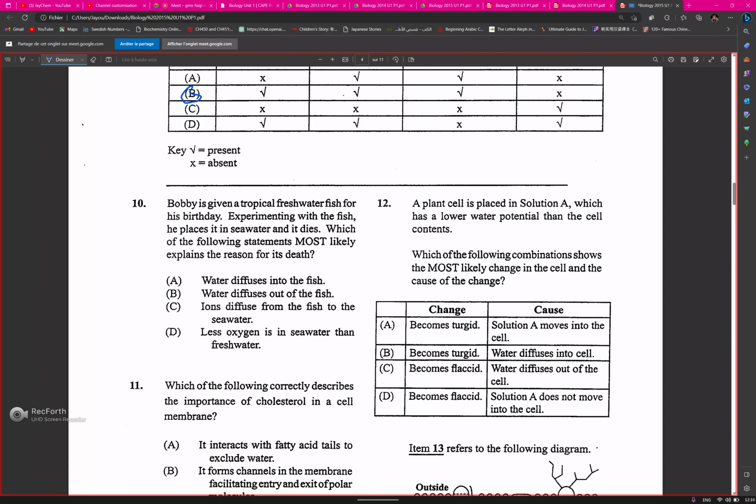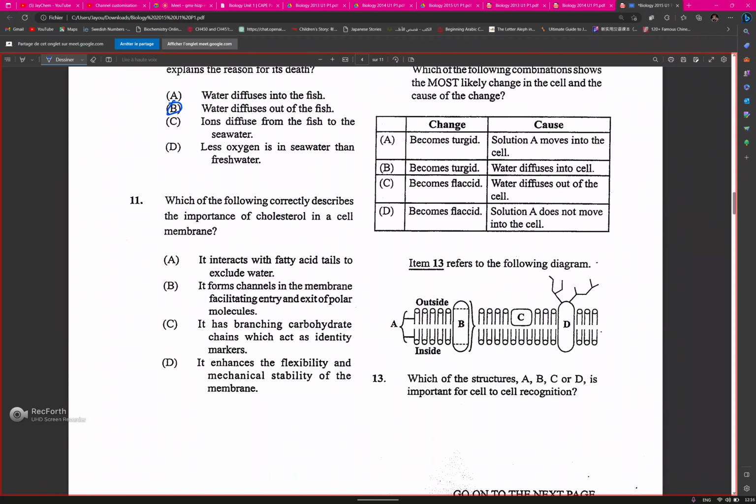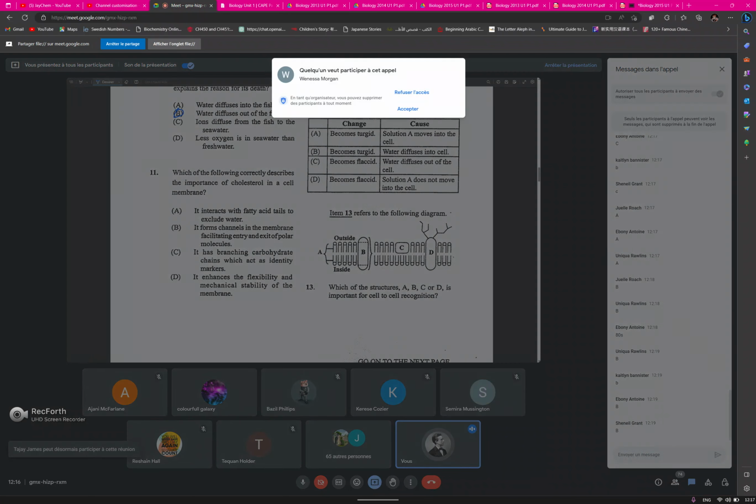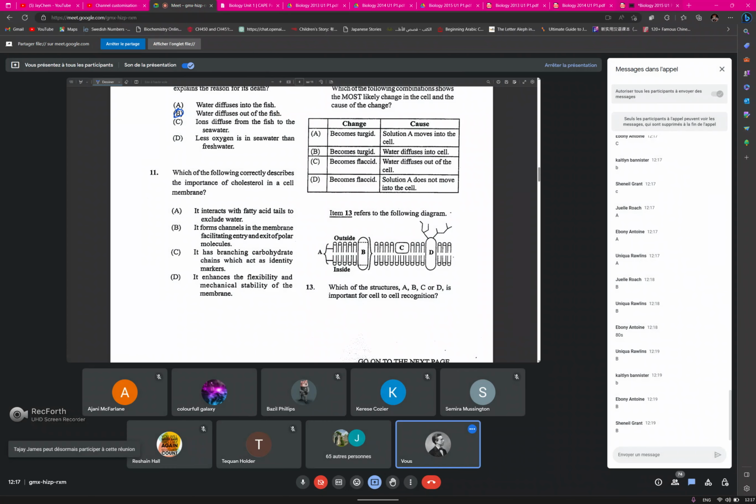Number 10. Bobby is given a tropical freshwater fish for his birthday. Experimenting with the fish, he places it in seawater and it dies. Which of the following statements most likely explains the reason for its death? B. Biology papers tend to repeat a lot. I have no idea why. They should mix it up this year.